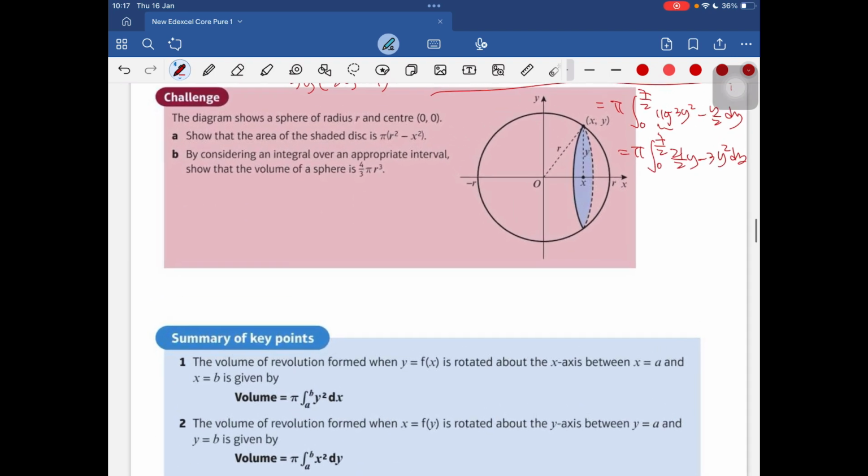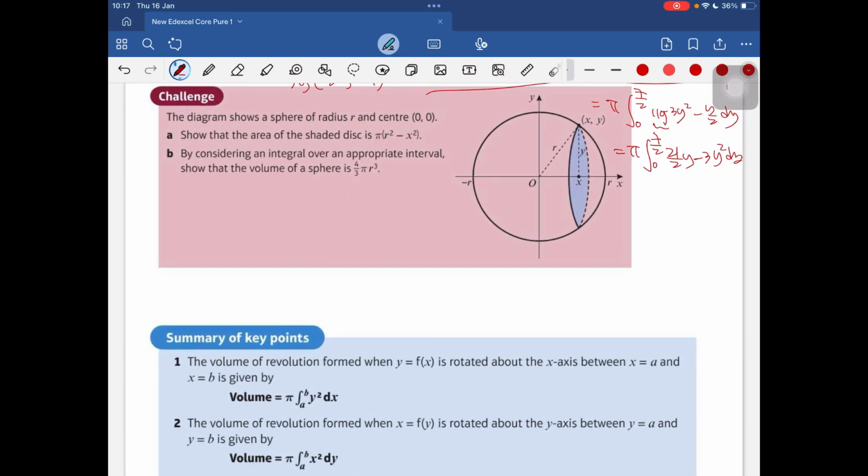Okay, the last one, the challenge. This is a circle with radius r centered at 0,0. So x squared plus y squared becomes r squared. Show that the area of the shaded disk. So this is the radius, y is the radius. So pi y squared, the area of the circle, is pi times (r squared minus x squared). That's how we find part A.